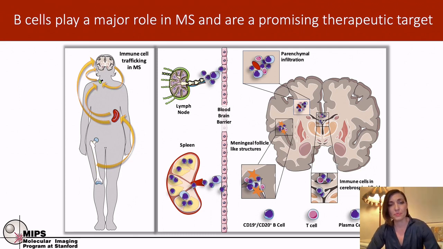And actually, ocrelizumab, which is an anti-CD20 anti-B cell therapy, is the only therapy that is approved for primary progressive MS, which is great because we don't have any other therapies. But why all patients don't respond is still a question, and maybe it has something to do with the delivery of the medication into the brain.